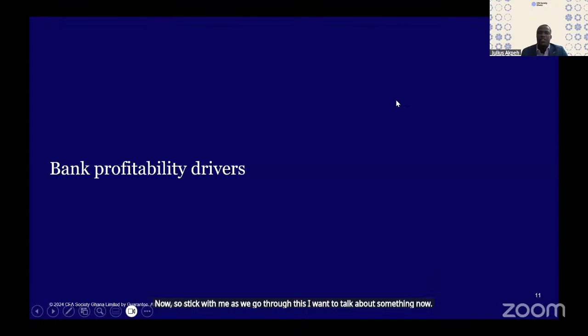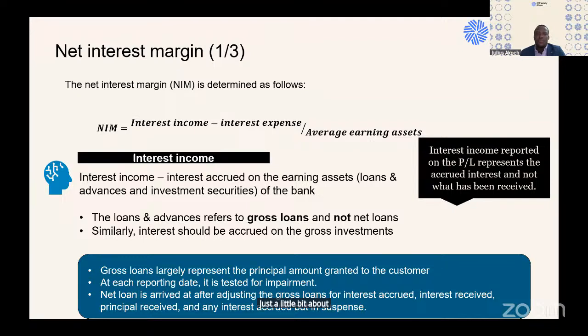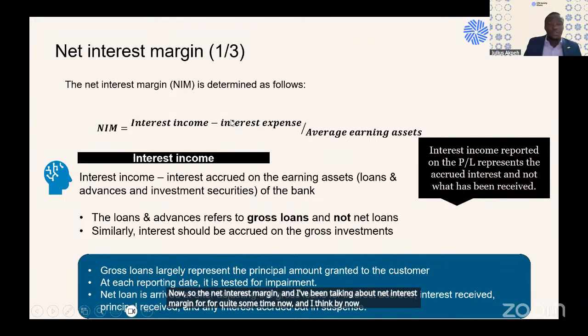I want to talk about something now. We finished the first part on the macroeconomic issues. I want to talk a little bit about bank profitability drivers. Now, you see, the key item of the bank P&L that drives its profitability is the net interest margin. I've been talking about net interest margin for quite some time now, and I think by now, you know exactly what I'm talking about.